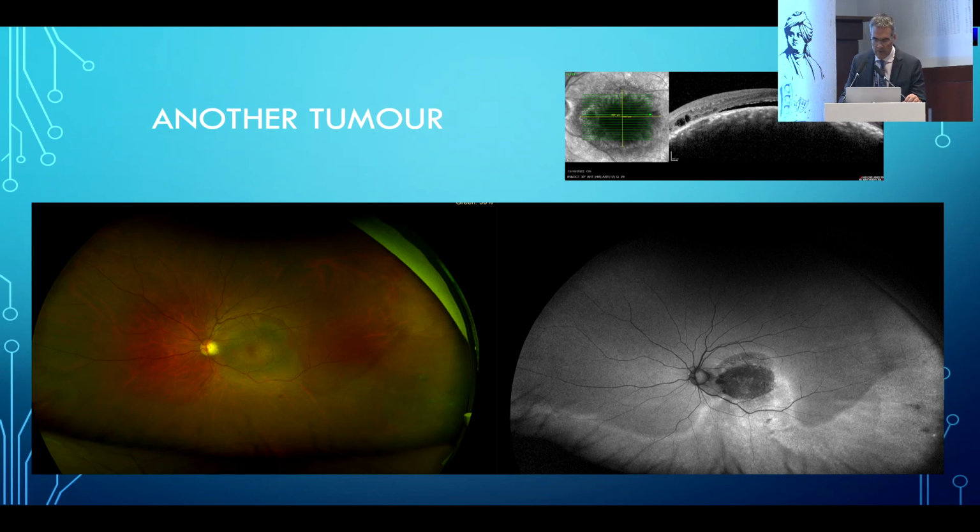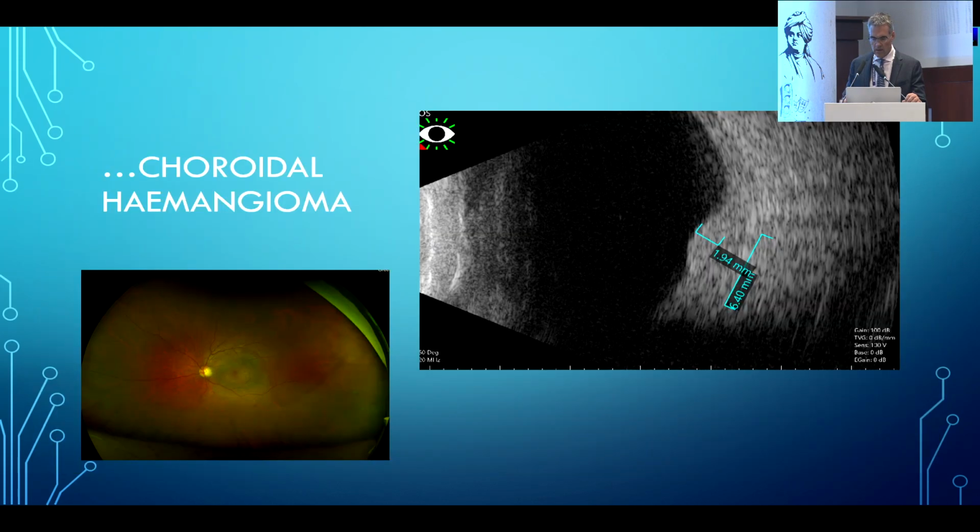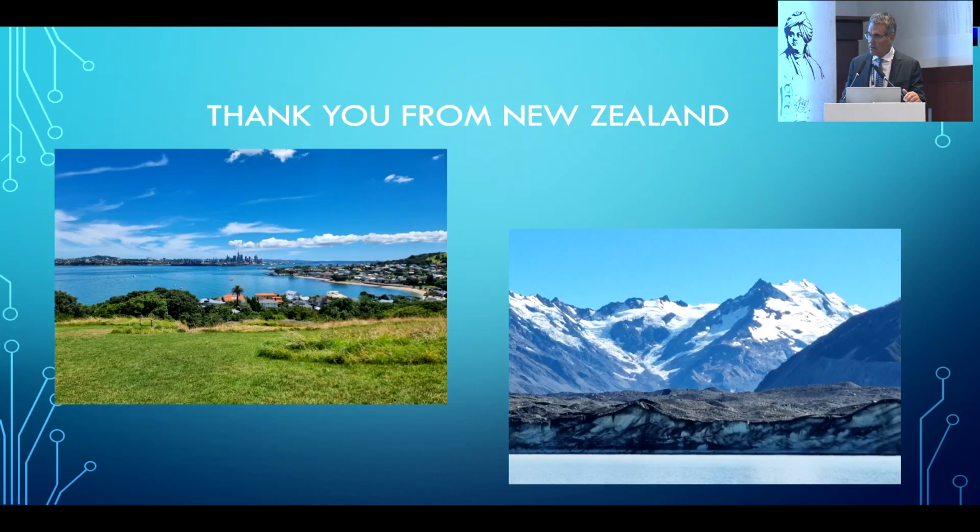Another tumor. These tumors are rather hard to see on the color photos because it's almost the same color as the fundus. Although you can see a large amount of serous leakage and serous retinal detachment inferiorly on fundus autofluorescence. Then when you do the ultrasound though, you can see it's very hyperechoic, and this of course is typical of choroidal hemangioma. So, thank you from New Zealand.